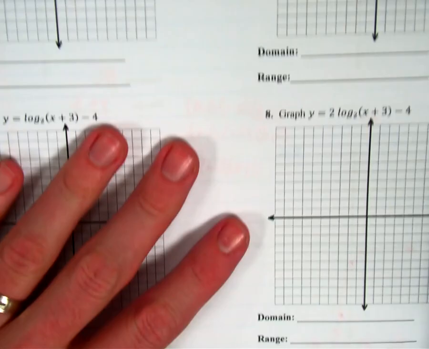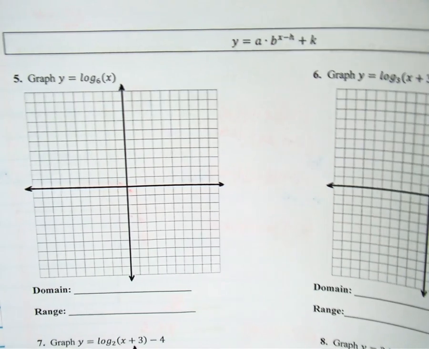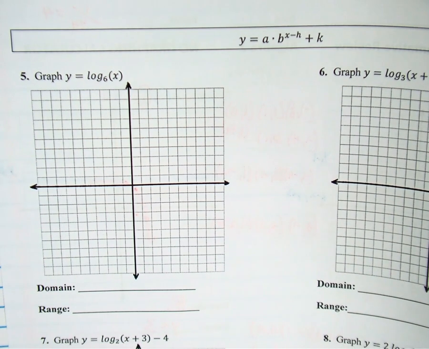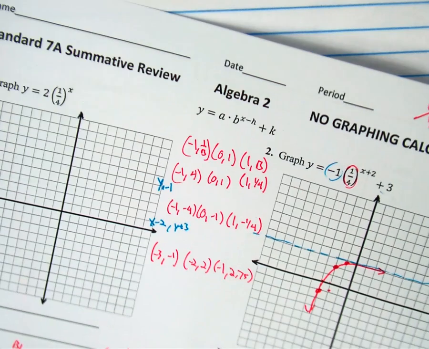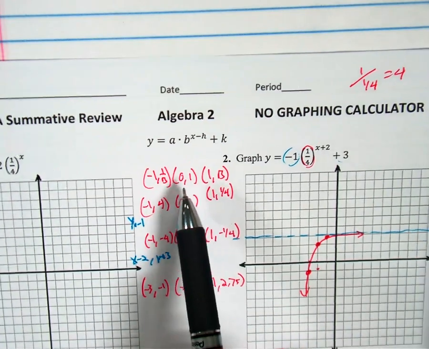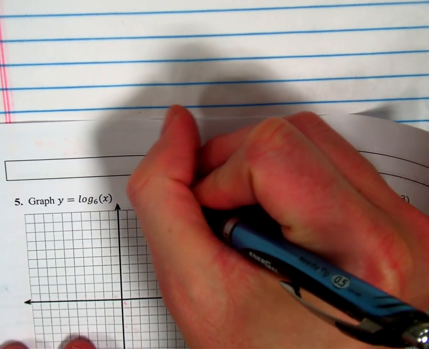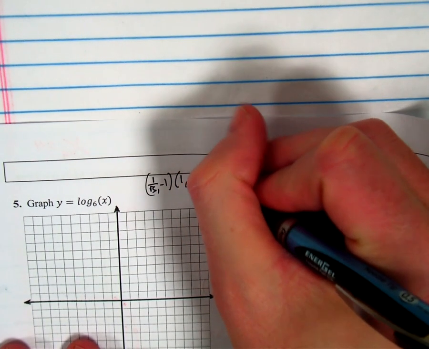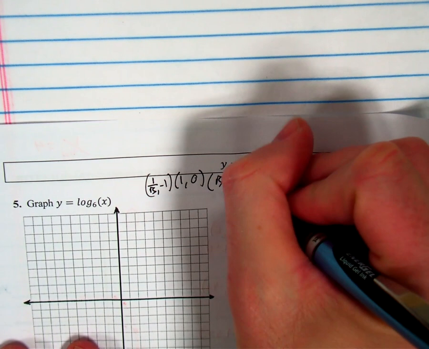Turn the page. Even though it is the easiest one, I do want to look at number 5 because that is right off of the rubric, a graph of a log with no transformations. So the log is the inverse of your exponential. So inverse means we're just going to flip our pattern. All the xy coordinates from that pattern flip. So instead of negative 1, comma 1 over b, I'm going to have 1 over b, comma negative 1. 0, 1 flips to 1, 0. 1, comma b flips to b, comma 1.